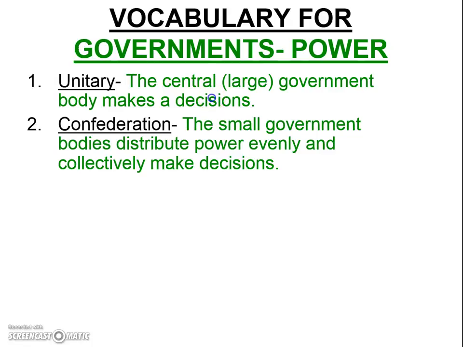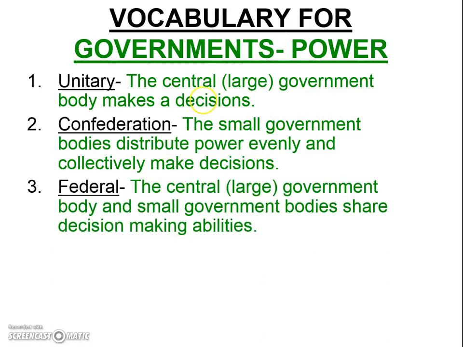Now, the third one, federal, is kind of like a combination between unitary and confederation. Think of it like the two of them blended. Basically, the central large government body and the small government bodies share the ability to make decisions. So there's checks and balances between the large government bodies and the small government bodies in order to make decisions for the particular region, country, or area.